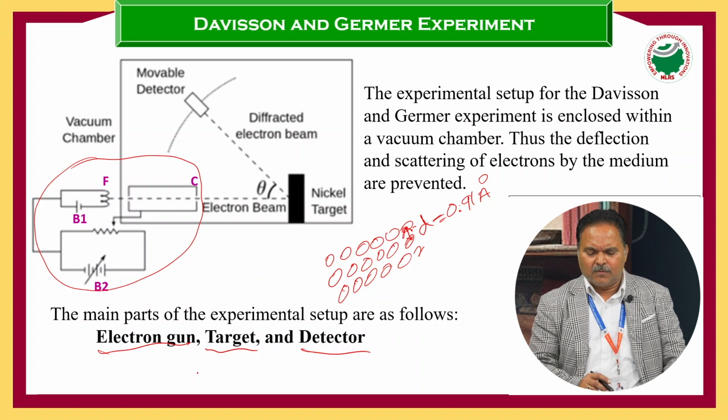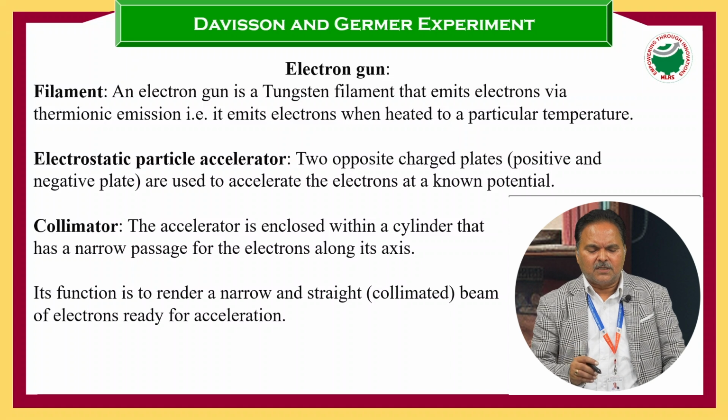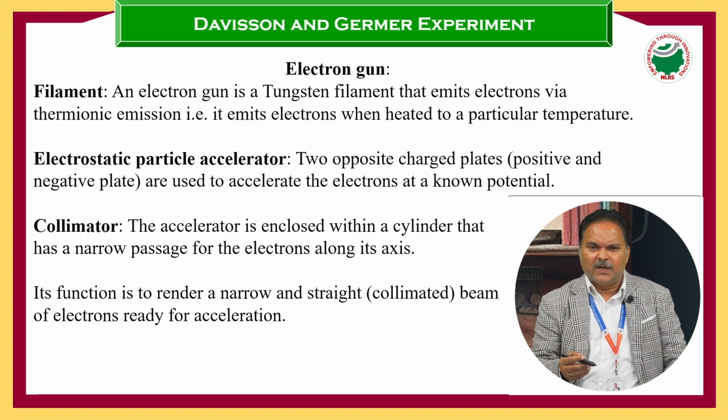So those small points, the electron gun and target, I will explain in another slide also. The filament is a tungsten filament. It emits electrons via thermionic emission. Thermionic emission means if you heat up that material, the electrons will be ejected. For that purpose, we have to apply some small voltage. So with a small voltage, the material will be heated and electrons will be ejected.